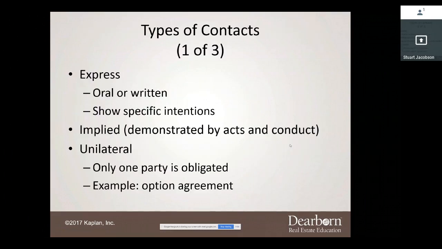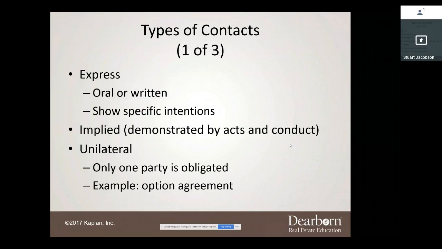Now let's talk about the different types of contracts we're going to have. We're going to have express and implied, and we'll talk about those two first because they are similar to one another. An express contract is either oral or written, but the terms of the contract are specific intentions that are laid out for you. An express contract is laid right out there for you, and it is either oral or written.